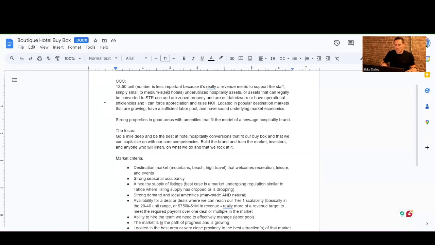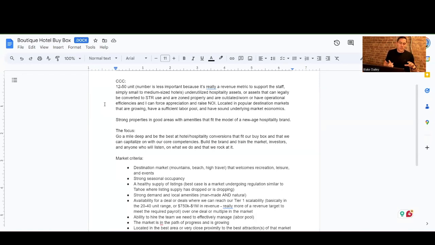And then also, for my deals, I want them to be located in popular destination markets that are growing, have a sufficient labor pool, and have sound underlying market economics, right? Supply and demand, regulation, people traveling there, sources of tourism as well. Like I typically don't like one horse markets unless it's a really strong horse, like a national park or something like that that consistently brings people in. So I typically like multiple sources of tourism.